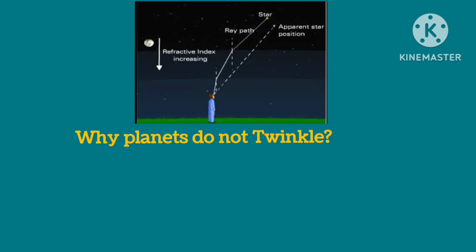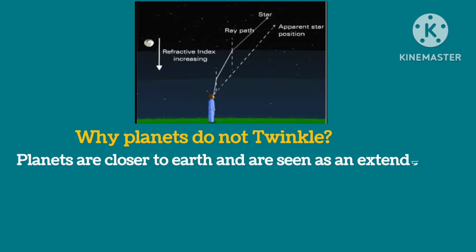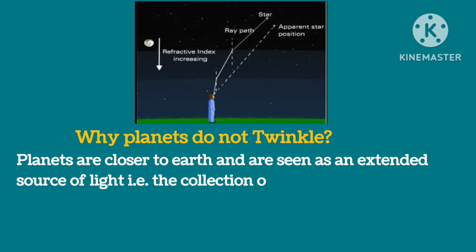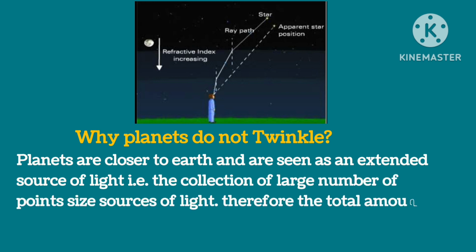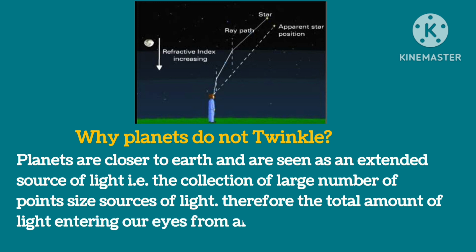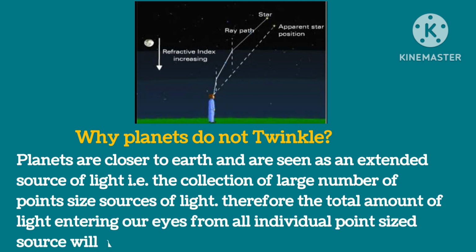So why do the planets not twinkle? Because planets are closer to Earth and are seen as an extended source of light, that is a collection of a large number of point-sized sources of light. Therefore, the total amount of light entering our eyes from all individual point-sized sources will nullify the twinkling effect.